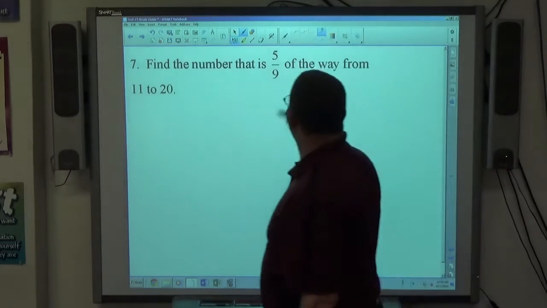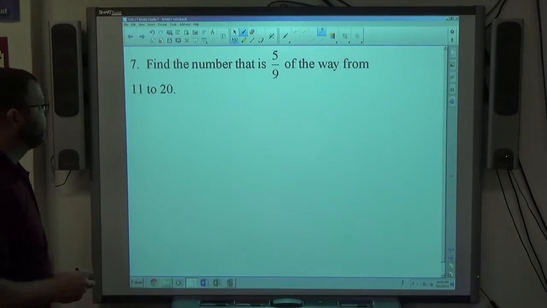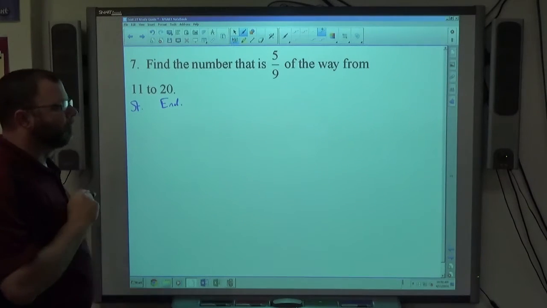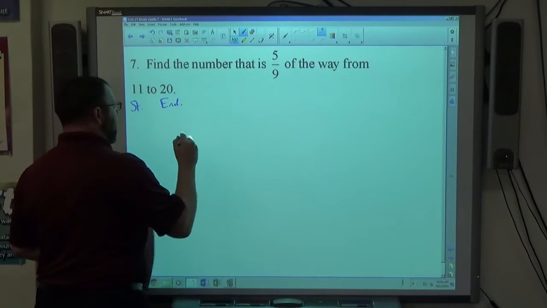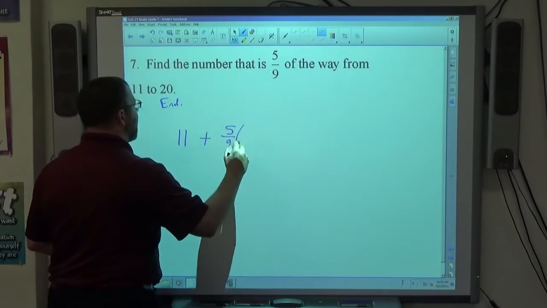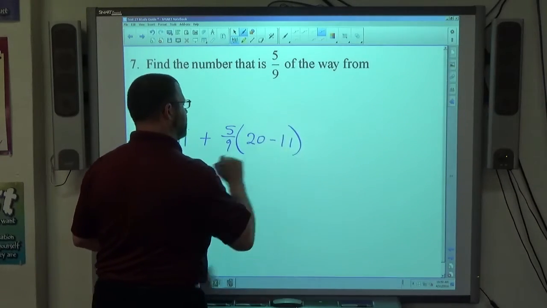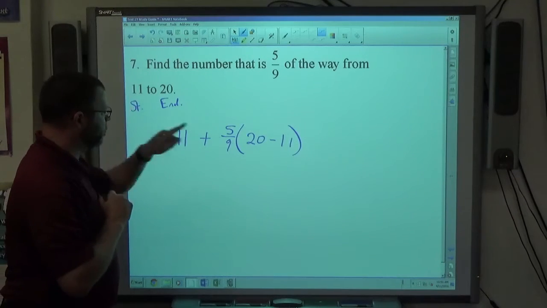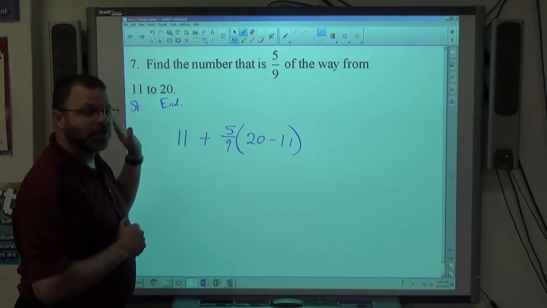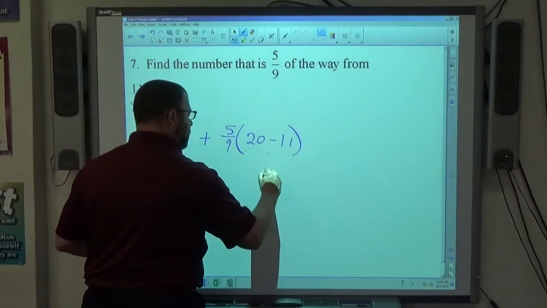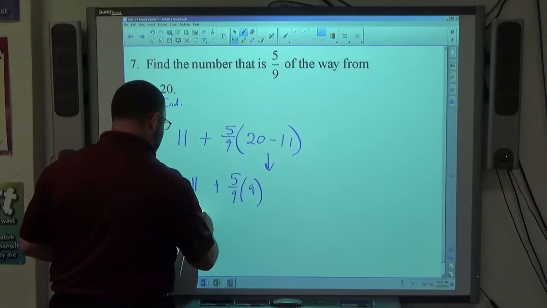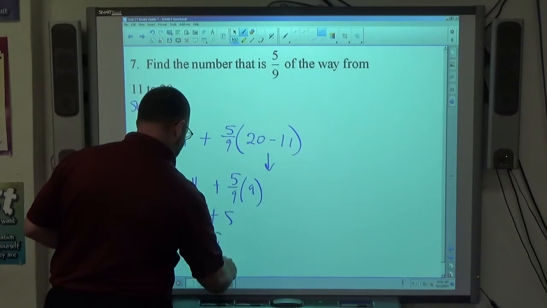Number 7, find the number that's 5/9 of the way from 11 to 20. So we're starting here, we're ending here, and we're going that much of the way from there to there. So first off, I'm going to take 11, my starting number, plus my fraction times my end minus the start. Ending, starting. So 20 minus 11, that gives me direct distance. So if I go from 11 to 20, I'm going exactly 9 spaces to the right, so it's a positive 9, and that's what this represents. 5/9 times 9 is 5, 11 plus 5 is 16.